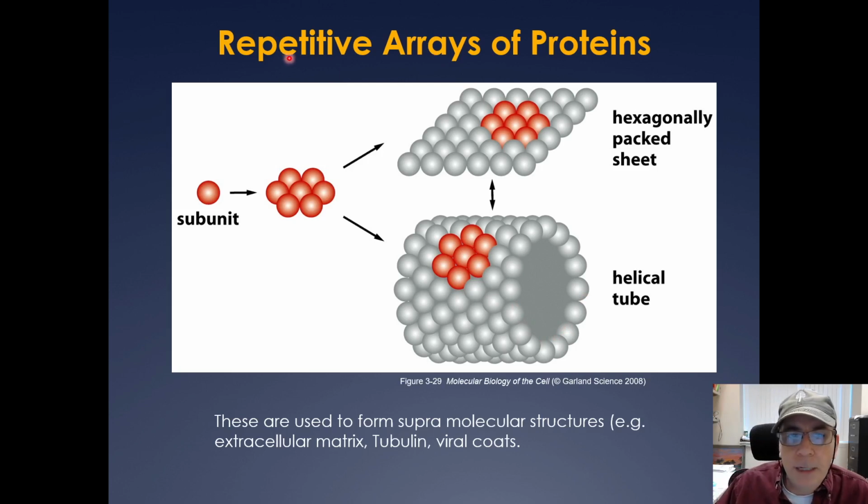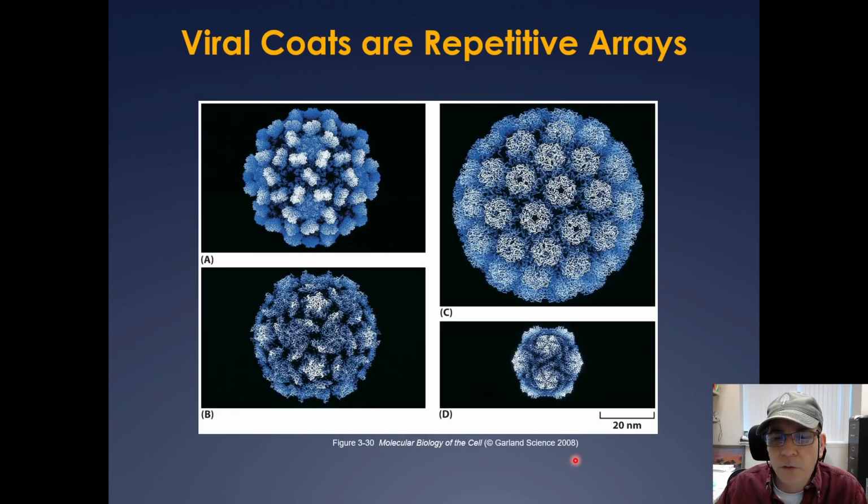Getting back to repetitive arrays, you can have a single subunit that forms a repetitive array, and you can get a hexagonally packed sheet or a helical tube. Once again, tubulin is going to form this helical tube. And these things can then go on to form supramolecular structures, right? The extracellular matrix, tubulin, and viral coats. Here are some scanning EMs of different viruses, and you can see the proteins all come together in these repetitive arrays where they just keep forming the same repetitive array over and over again.